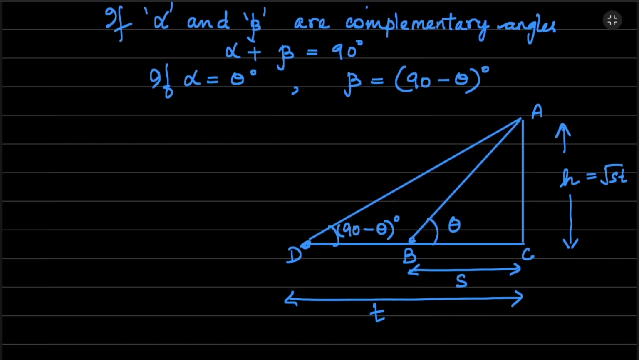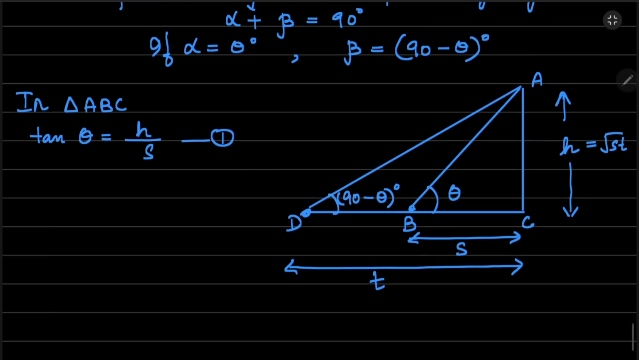Okay, so let's take the smaller triangle ABC. So in triangle ABC, obviously we are going to take tan. So tan theta is equal to P by B. What is your P? H. What is your B? S. Let it be as it is, because we don't know what theta is. Now let us take the bigger triangle. In triangle ADC, the same thing. Tan of 90 minus theta is equal to H by T.